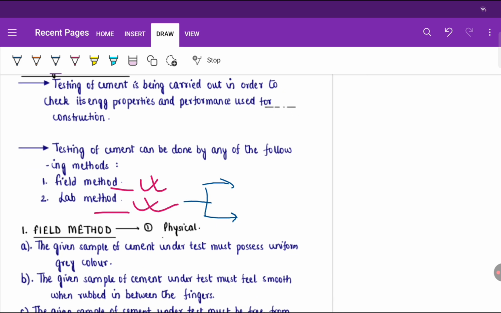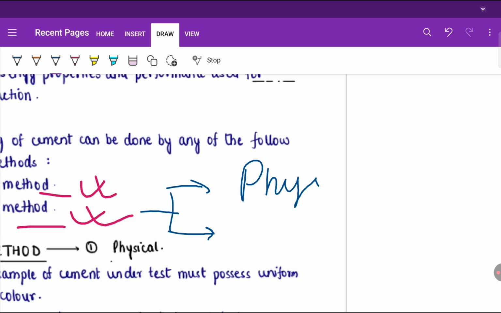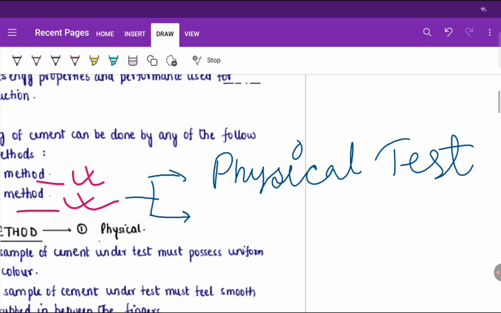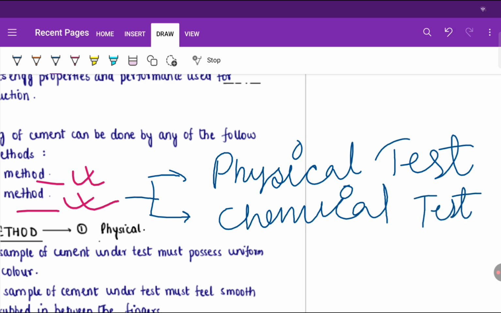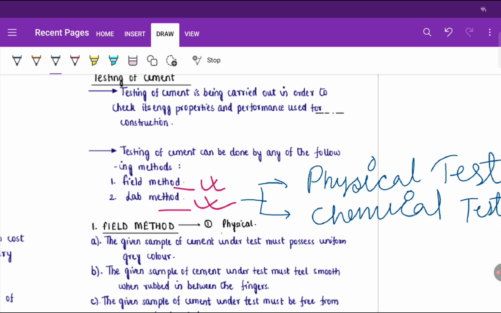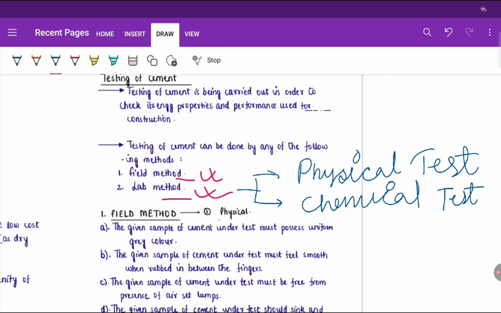One of them is the physical test, and the second one is the chemical test. So physical and chemical tests. Now let us see the field method of testing of cement.